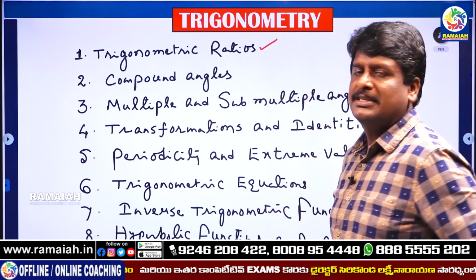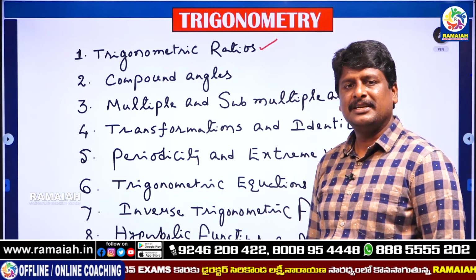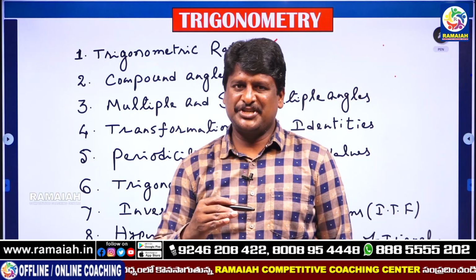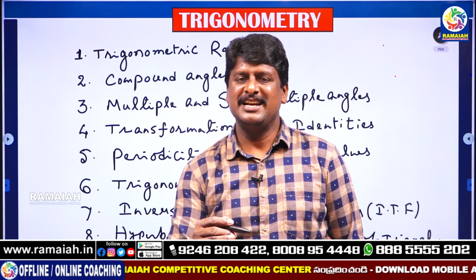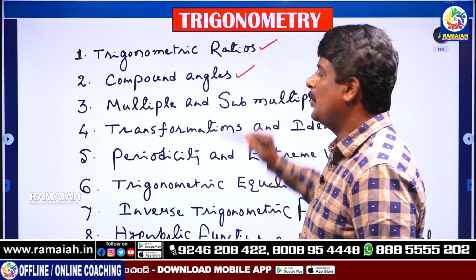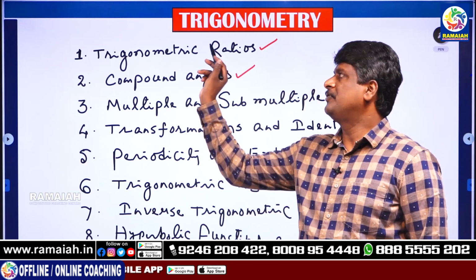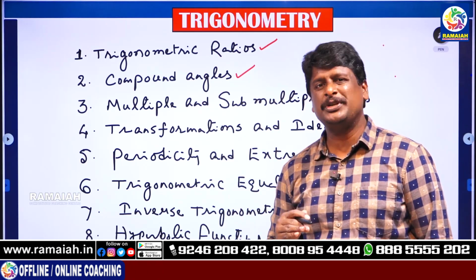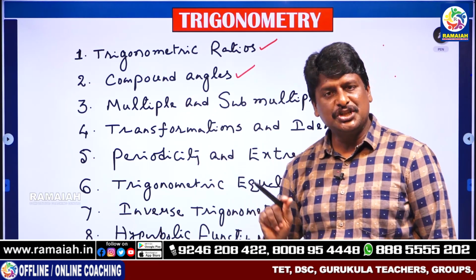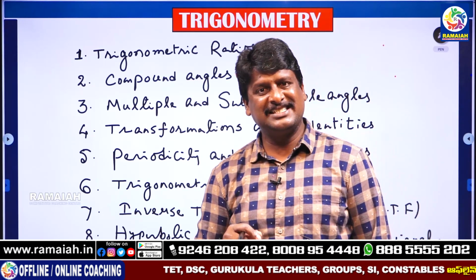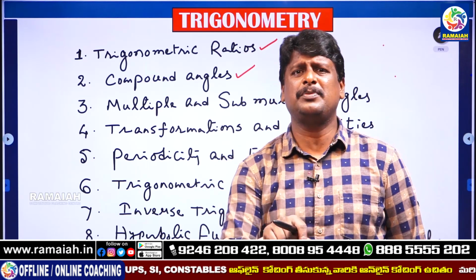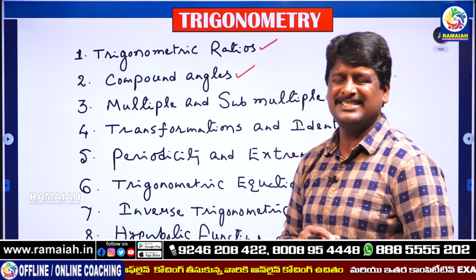First one is trigonometric ratios. In this, we deal with the definitions of trigonometric ratios and the relations between them. Then compound angles. In the first topic, we will deal with only trigonometric ratios of single angles. In the second topic, we discuss trigonometric ratios of compound angles, like the sum of two angles, difference of two angles, etc.